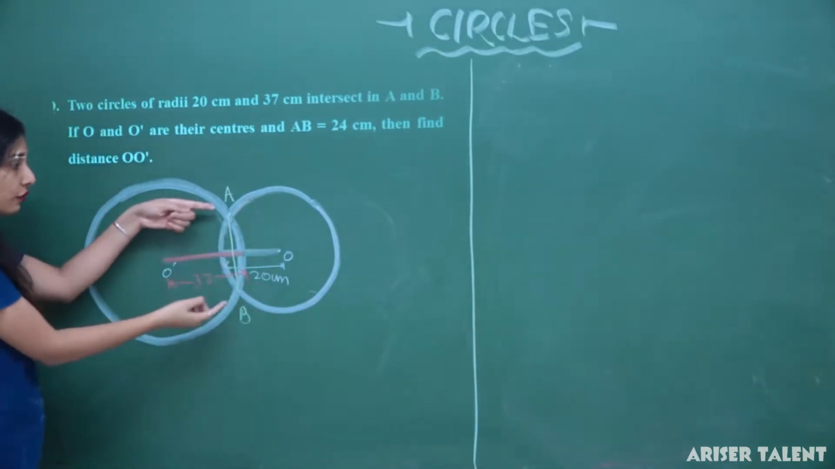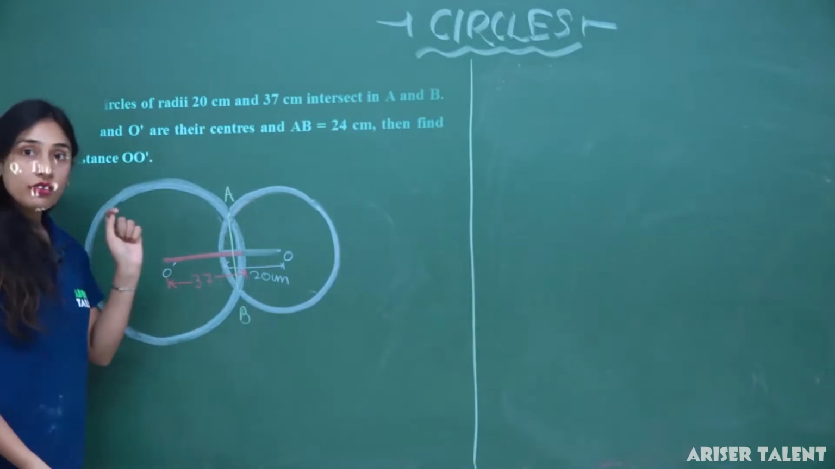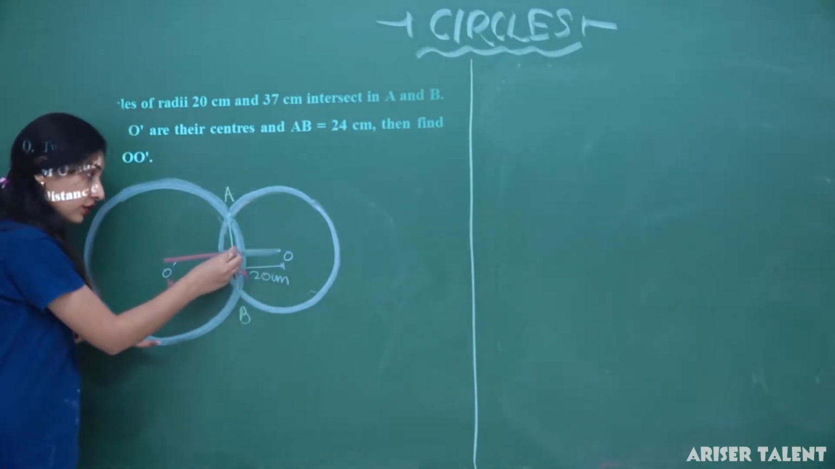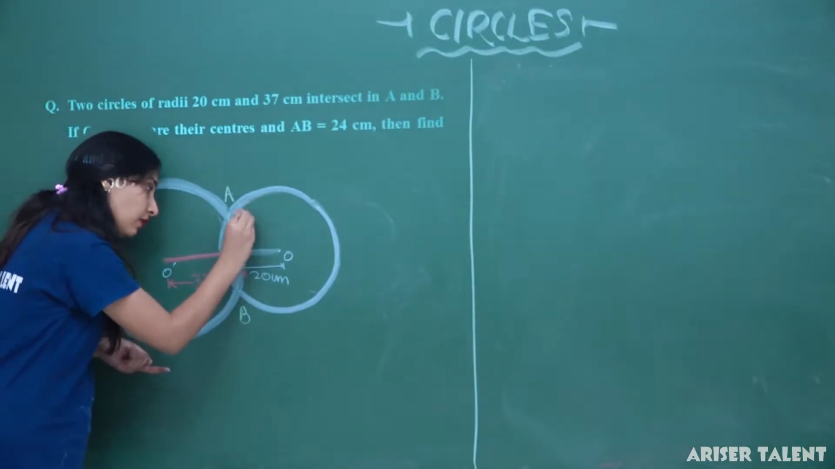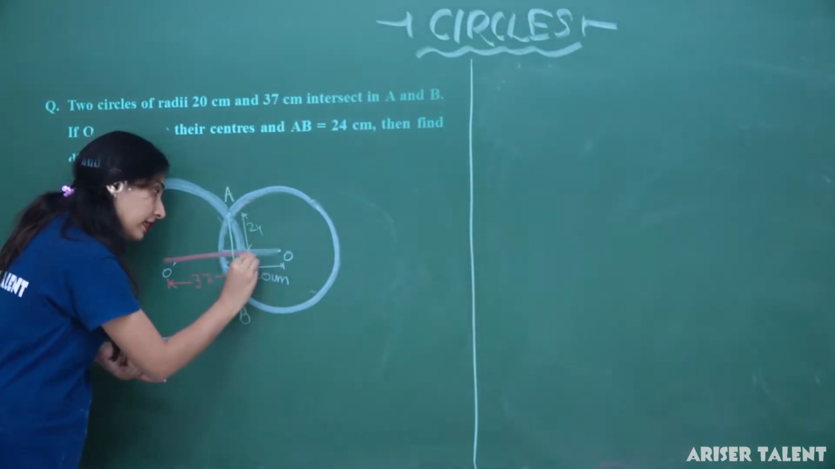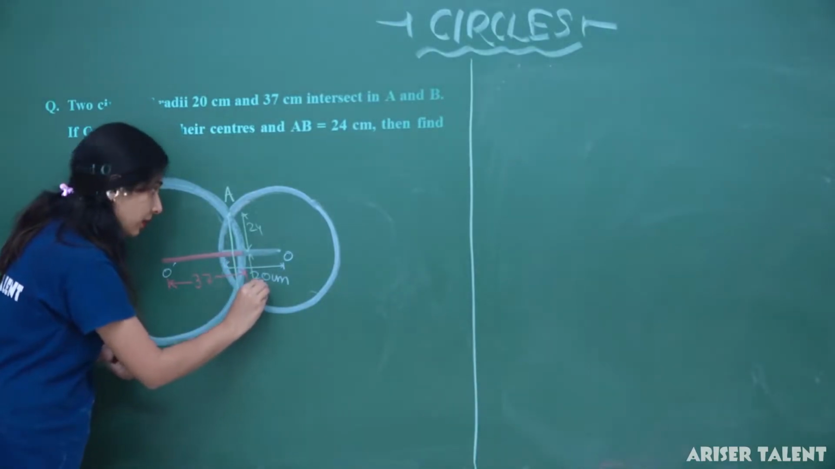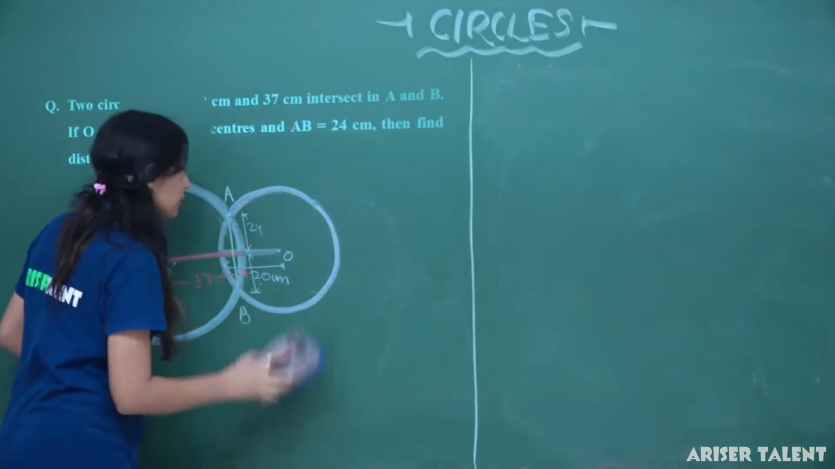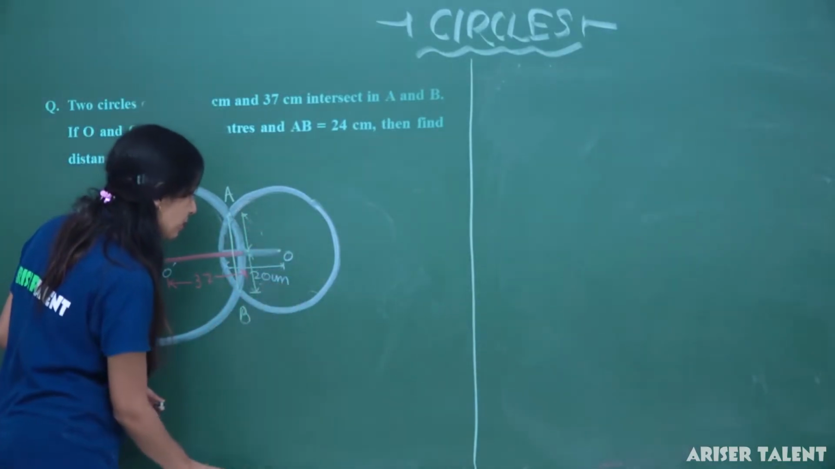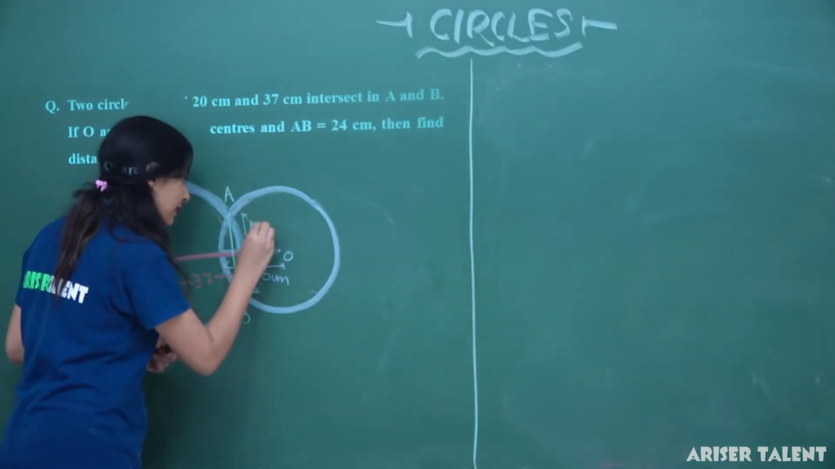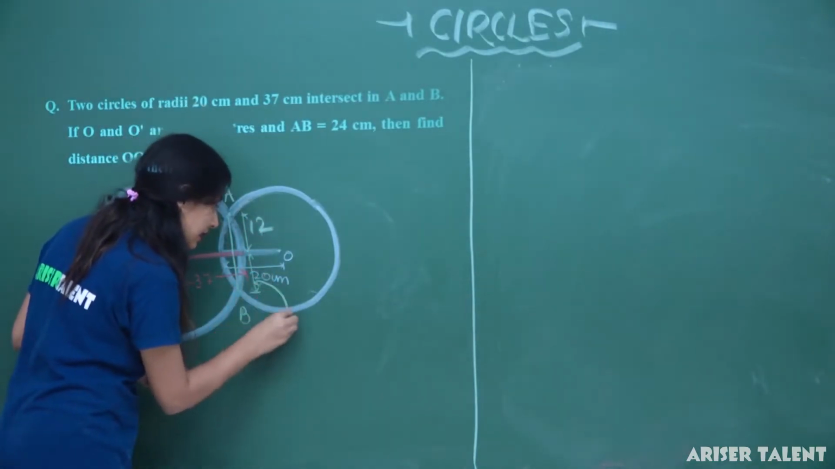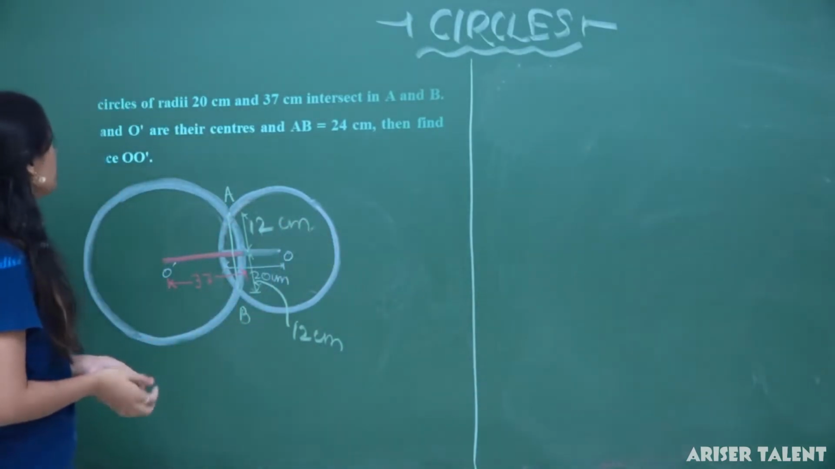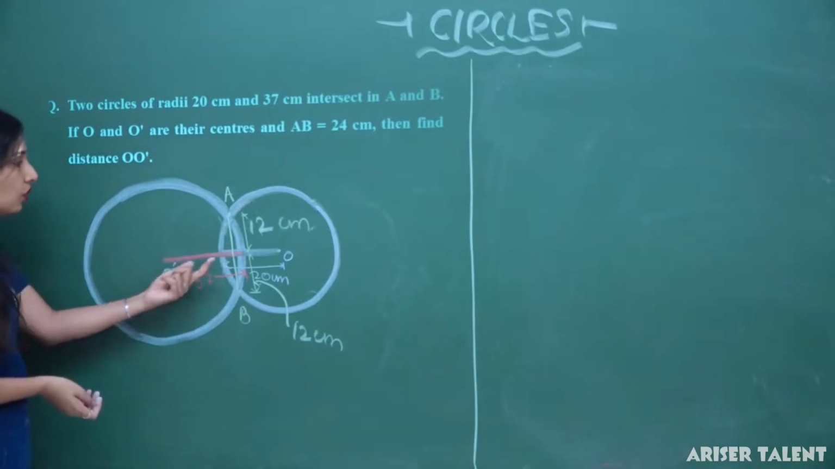This AB is 24 centimeter. Now, if this chord AB equals 24 centimeter, then it is bisected here. The complete length is 24, so this will be half. It will be 12 and this will also be 12 centimeter. Okay students, now you have to find the distance OO dash.